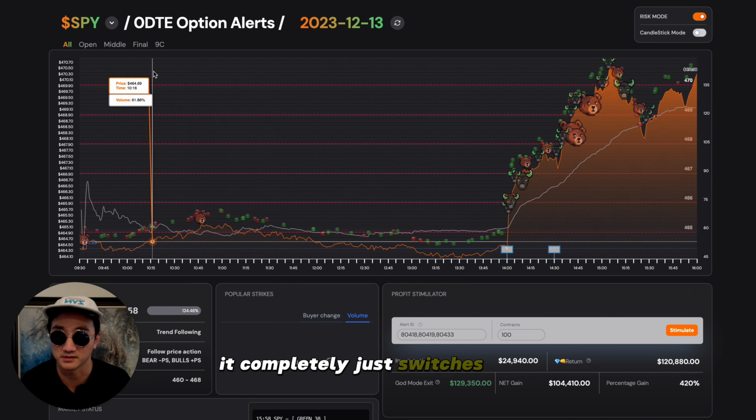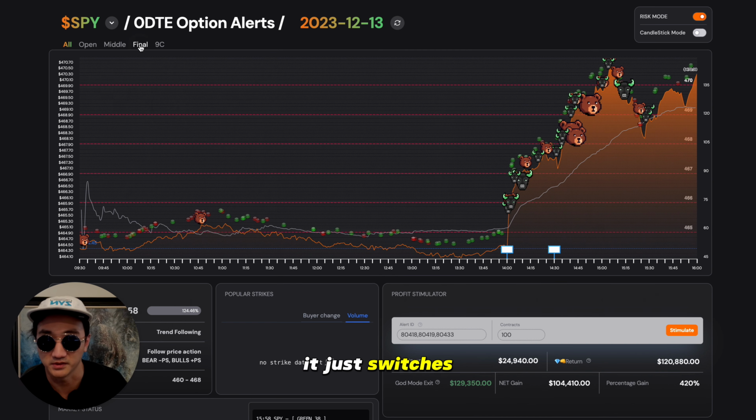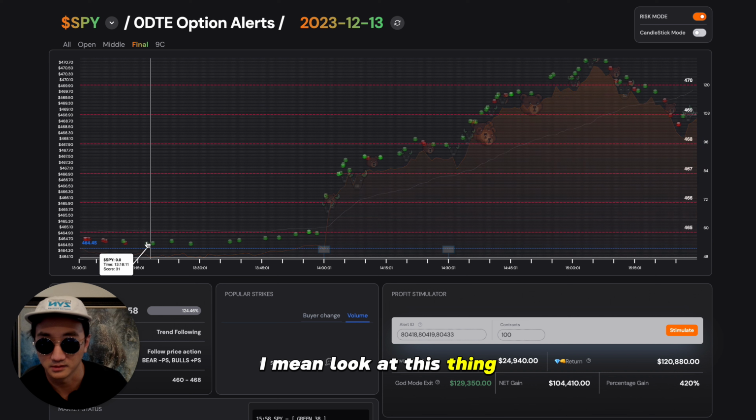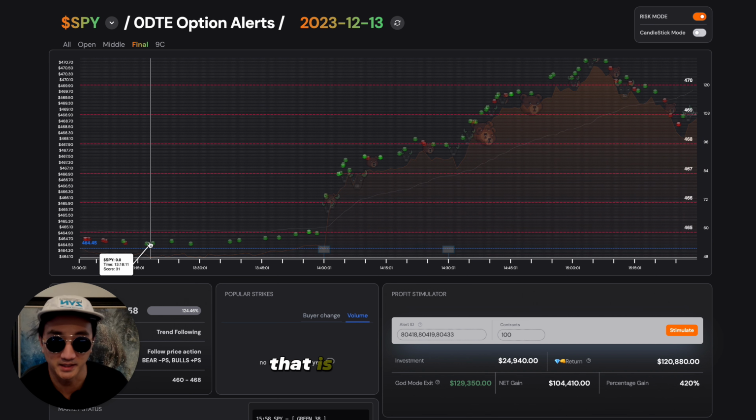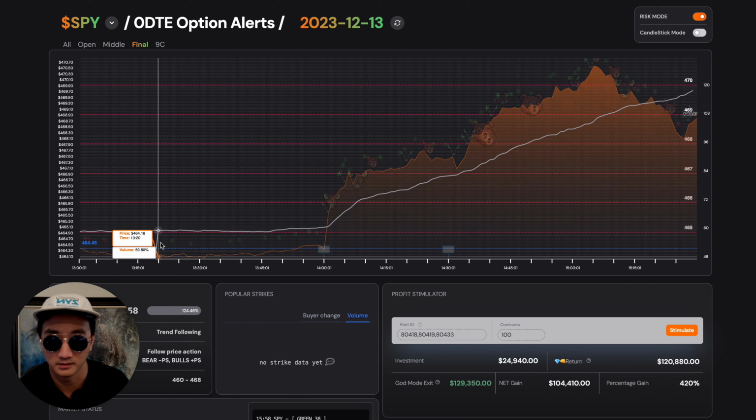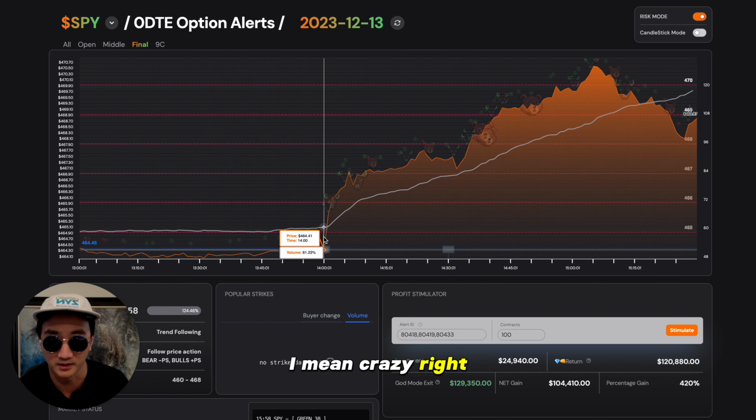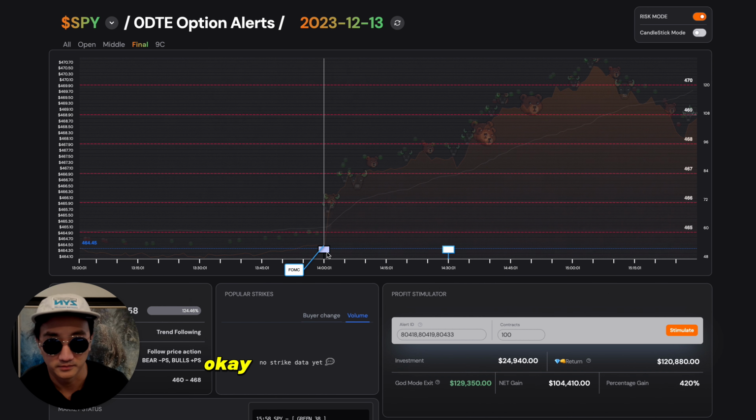It completely just switches, right? It just switches. I mean, look at this thing. That is the perfect setup. That is just telling you that this thing is ready to go higher. You don't see one. There's not one red florb after 1318. I mean, crazy, right? Okay, 1400, the interest rate decision drops, whatever that means.